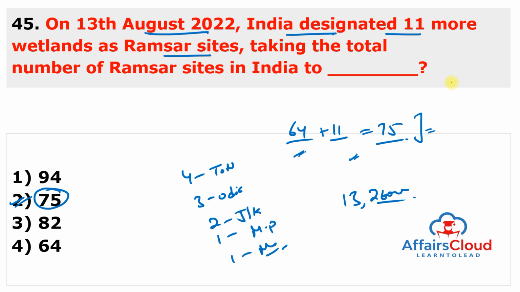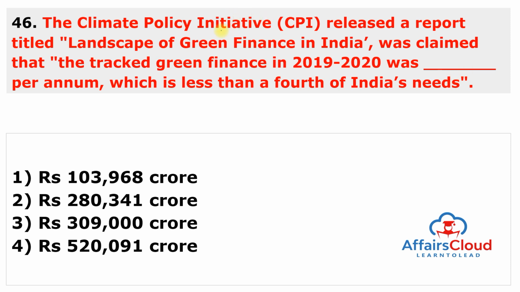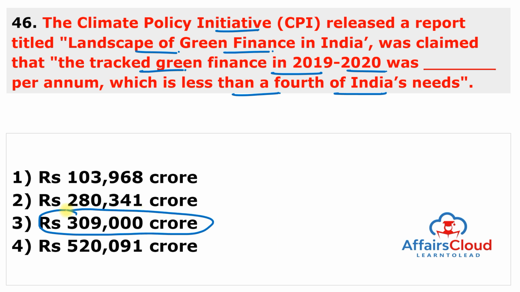Moving to next question. The Climate Policy Initiative released a report titled Landscape of Green Finance in India. It was claimed that the tracked green finance in 2019-20 was dash per annum, which is less than a fourth of what India needs. And this was almost 3 lakh crore. So, answer of this question is 3,09,000 crore.